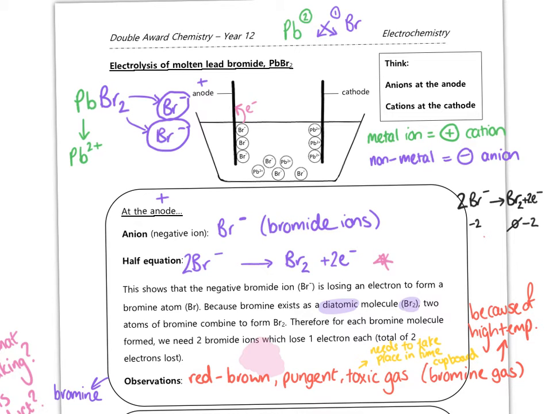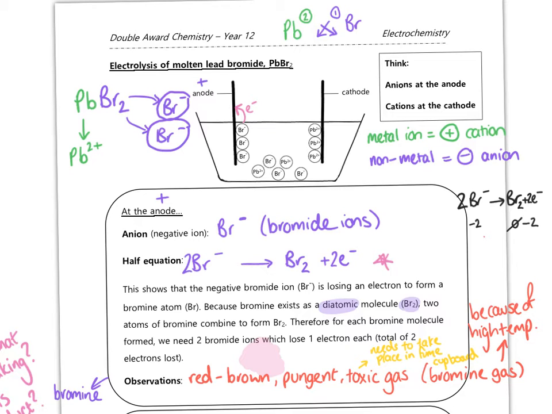So you need to learn your half equation for what happens at the anode of the electrolysis of lead bromide. And again, you're thinking first of all, well, what am I producing? I'm producing bromine, and so you're writing a half equation for the production of bromine. And you're writing observations based on the fact that bromine is produced at the anode, and hopefully you should have seen that in the video as well.